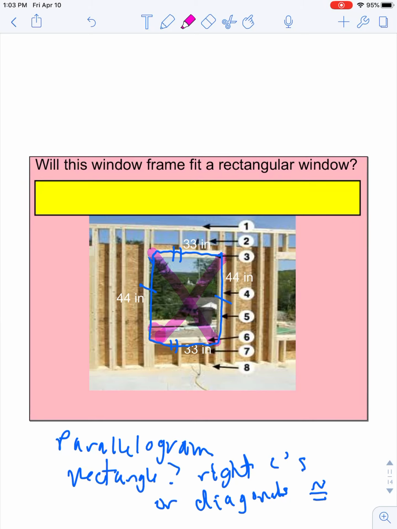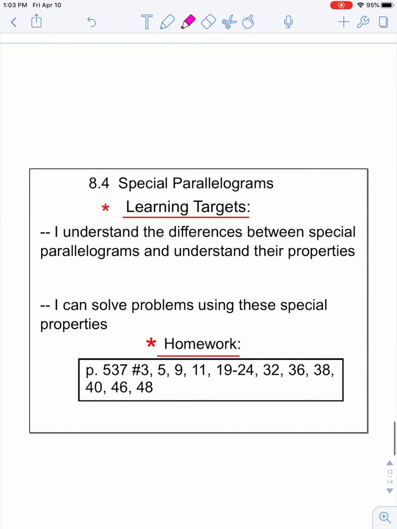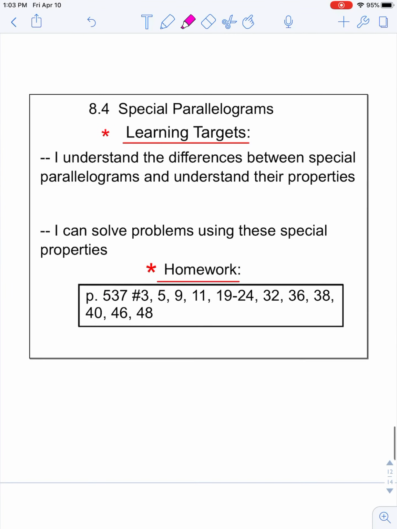So that's just some basic information. You might want to read through the textbook examples and so forth for some more information. Today, I'm going to have you do something a little different with the homework. I'm going to have you pull up the textbook and either download that into Notability or just do it on paper and then submit the paper as well. So these are the learning targets for today, and these are the homework problems for you to work on.